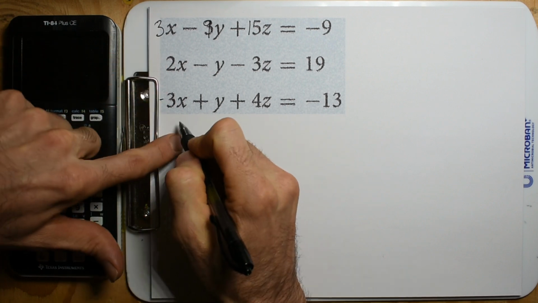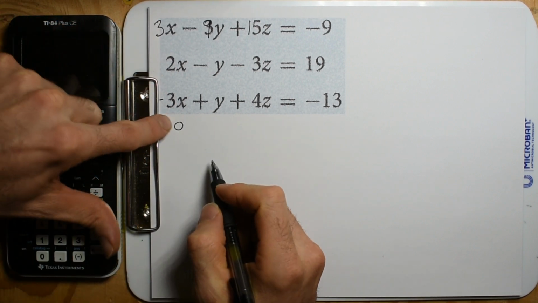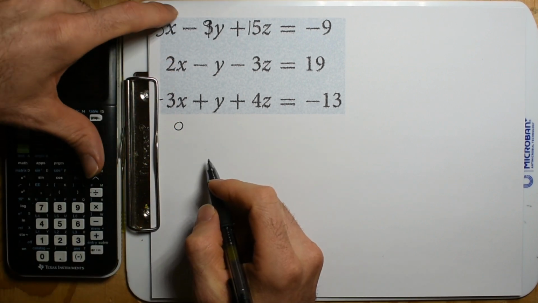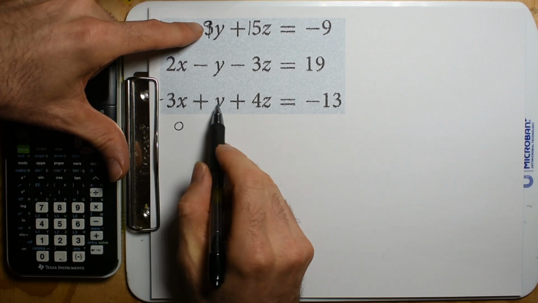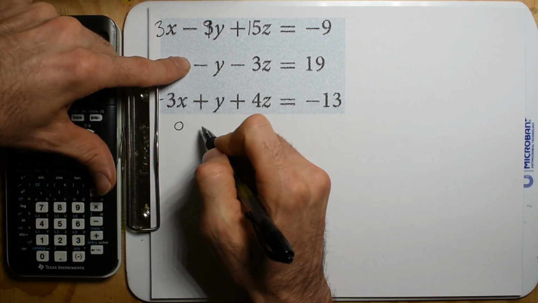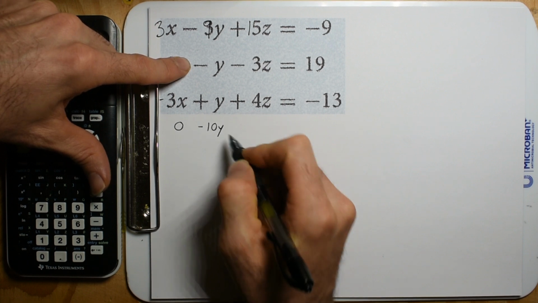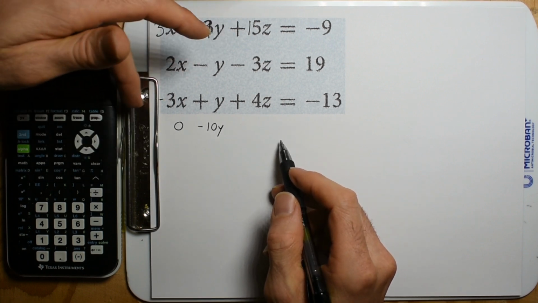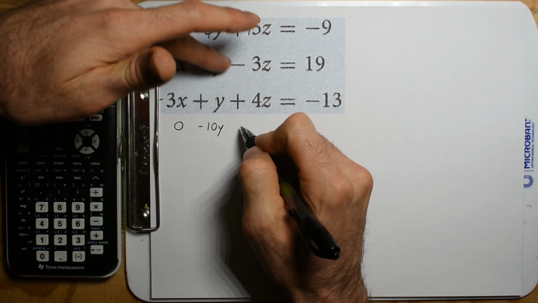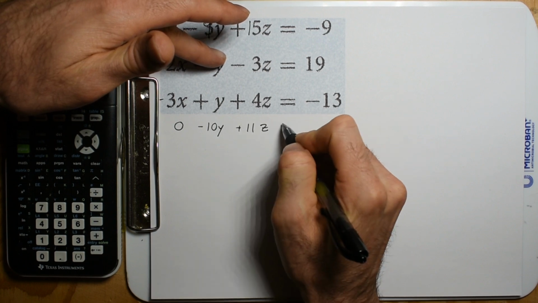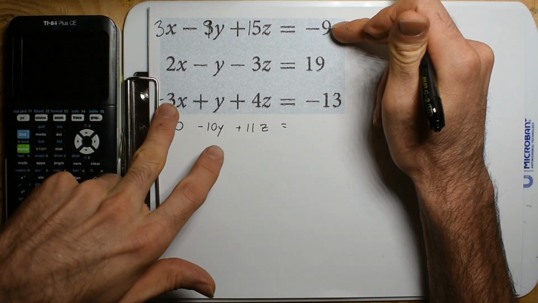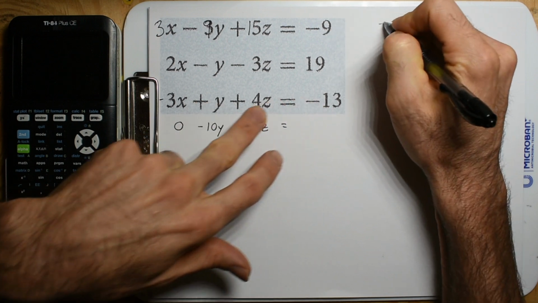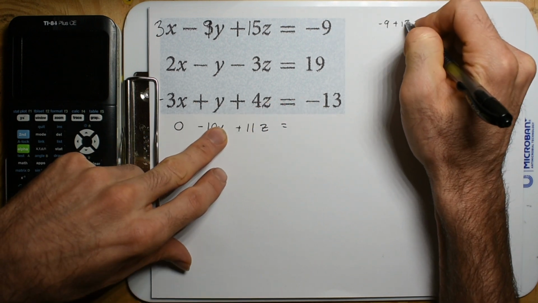And then so this one becomes 0. 3x minus 3x, that's 0. You got to be careful with this subtraction though, because we have negative 9 minus 1y. That's going to be negative 10y. And then you're going to have 15, but subtract 4. That's going to be 11z. And then here you're going to have negative 9 minus a negative 13. So that's negative 9 plus 13.